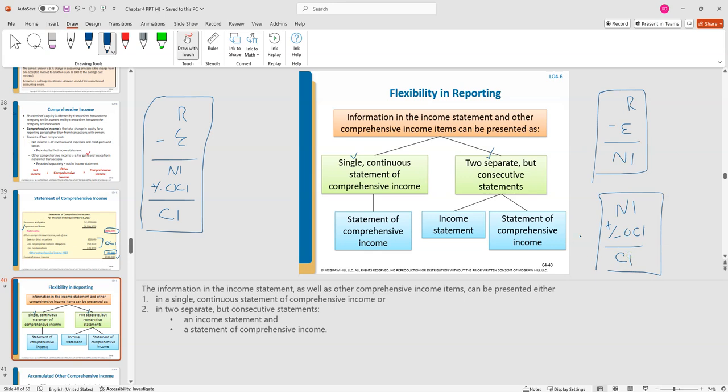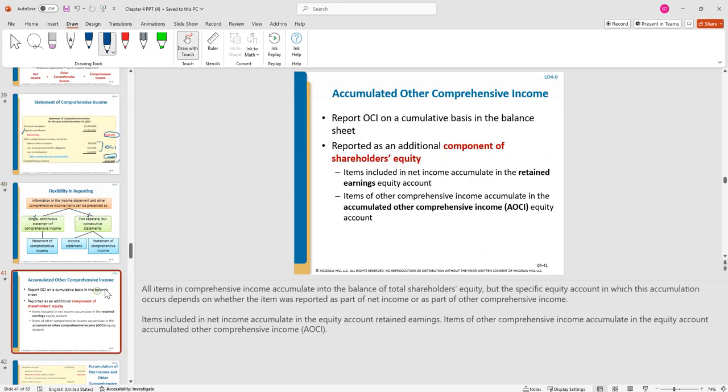Either one is fine, right? Both are acceptable on there.